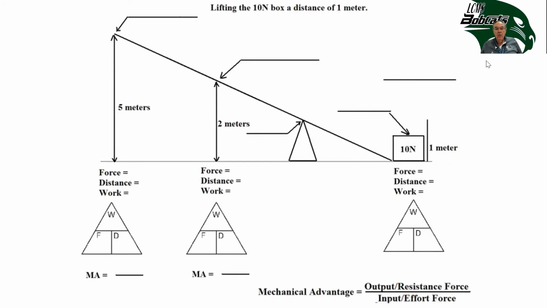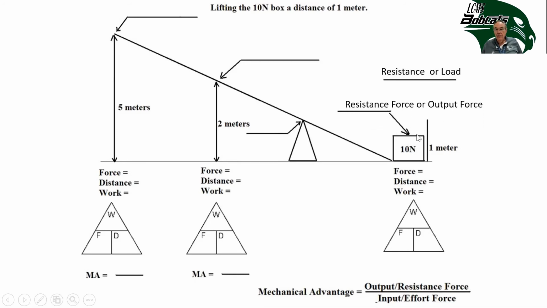Now on this page, we're going to take a look at how this works with a lever. Okay, so we have this 10 newton box. This is going to be our output, and we're going to lift it 1 meter. That's the amount of work that's going to be done. So the resistance or the load is this 10 newton box.